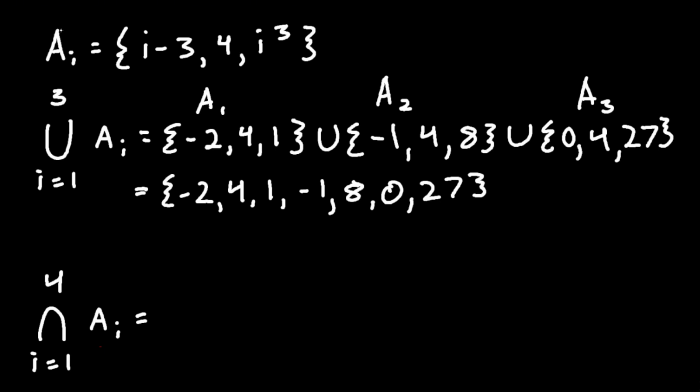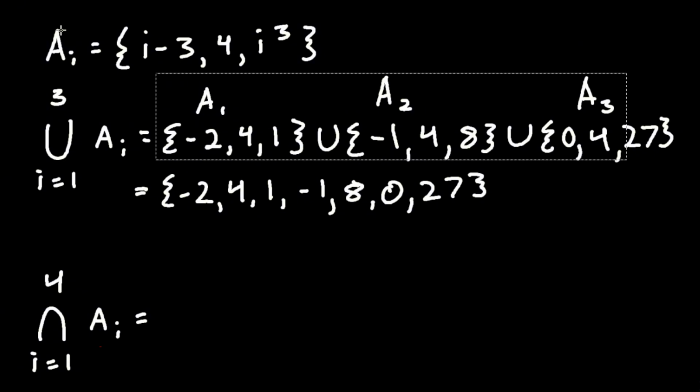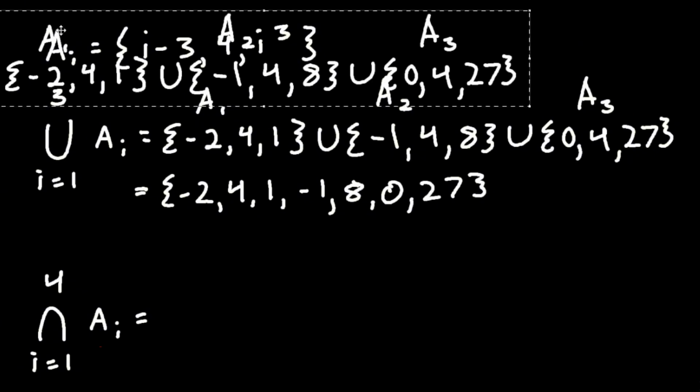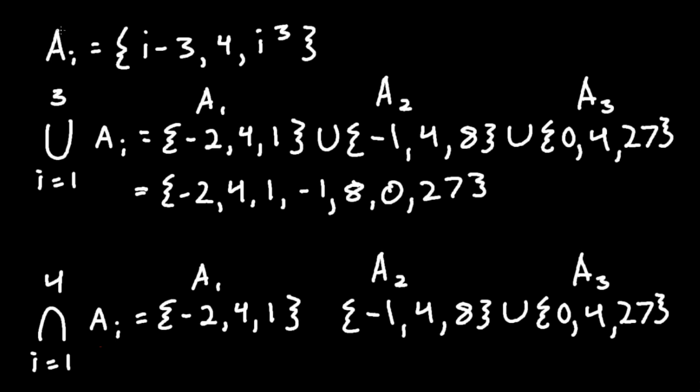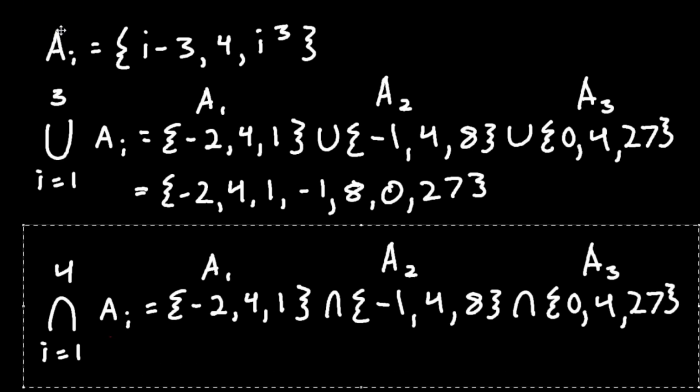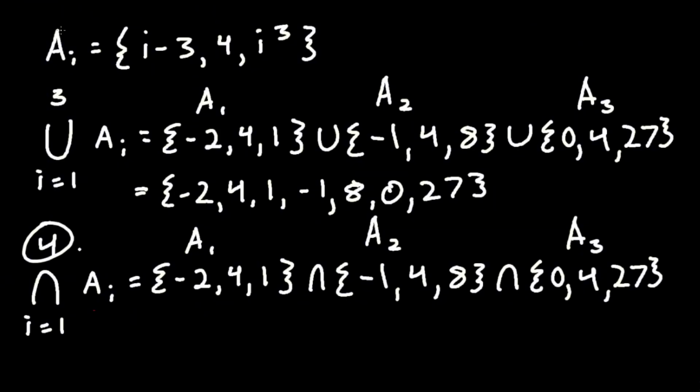Alright, how about this? Well, for this, we can kind of just copy and paste A of 1 to A of 3. Right, so let's go ahead and copy and paste this. But we need to find the intersection of all of these this time. And also, we have one thing that we missed. This right here goes up to 4. So I actually goes up to 4. So we need to take the intersection of A of 4 as well. So let's write down 4. So 4 minus 3 is 1. 4 is just 4. And 4 cubed is 64.